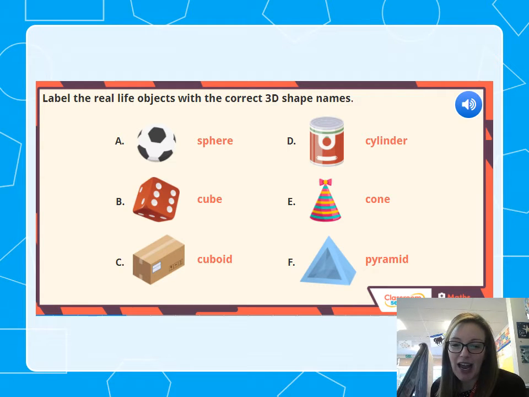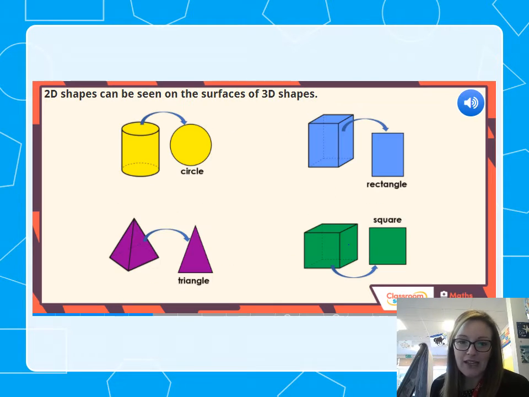So let's have a look at our new learning today. We're going to be looking at 2D shapes this week, and 2D shapes are flat shapes and they can be seen on the surfaces, on the faces of 3D shapes. So if we have a look here, the yellow shape, the cylinder, we can see that one of those faces is the shape of a circle.